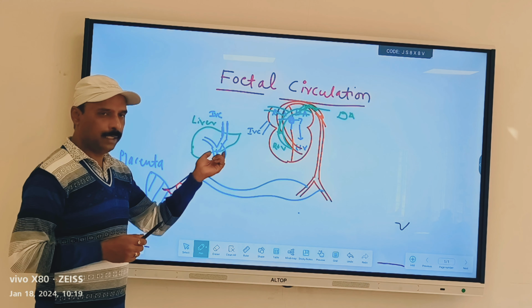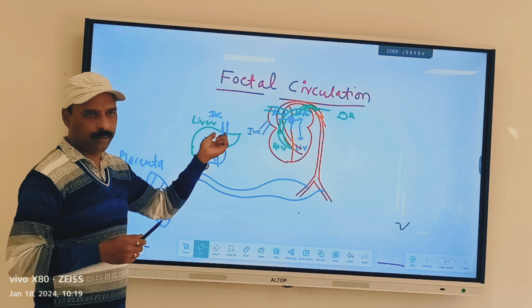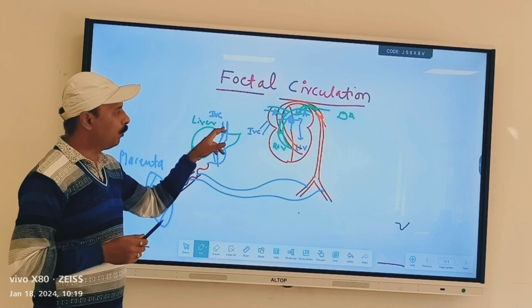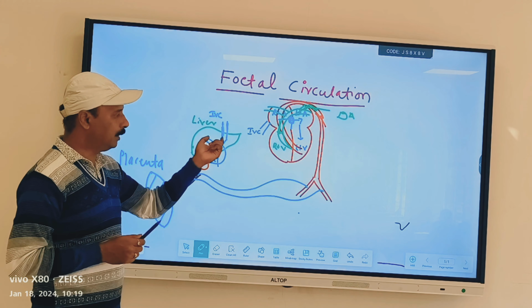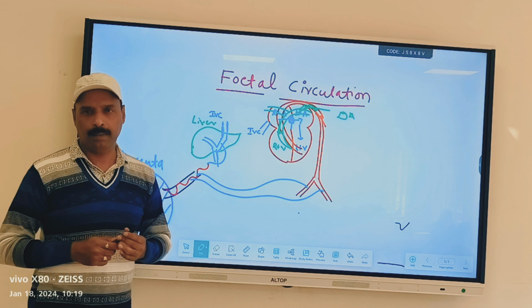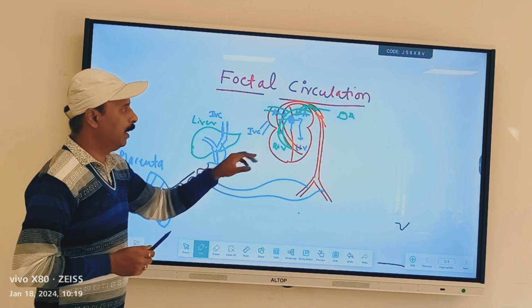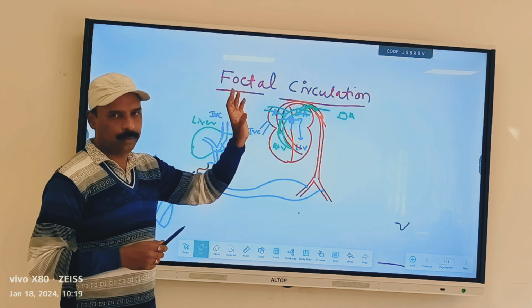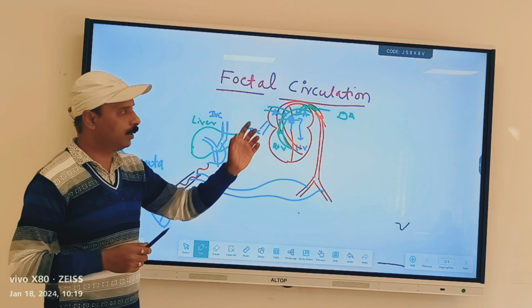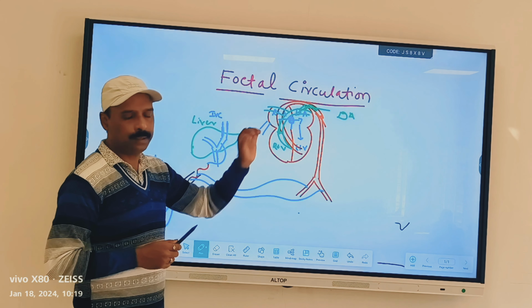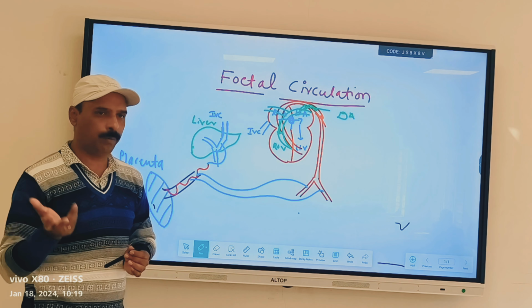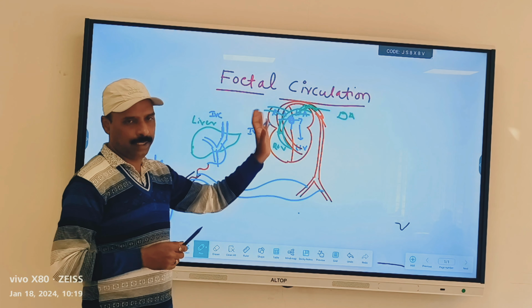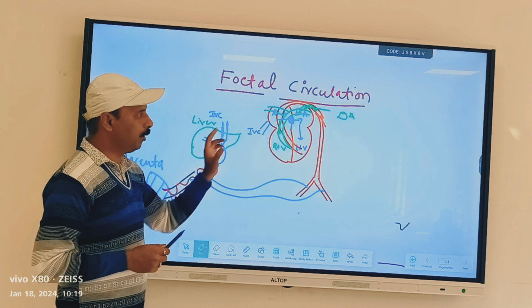Here we have the umbilical vein, which goes to the portal vein, and the opening continues, and blood goes into the inferior vena cava. This channel we call the ductus venosus. And there is an opening between the two atria, which we call the foramen ovale. Foramen means opening, foramen ovale. So this is very important, you have to remember.